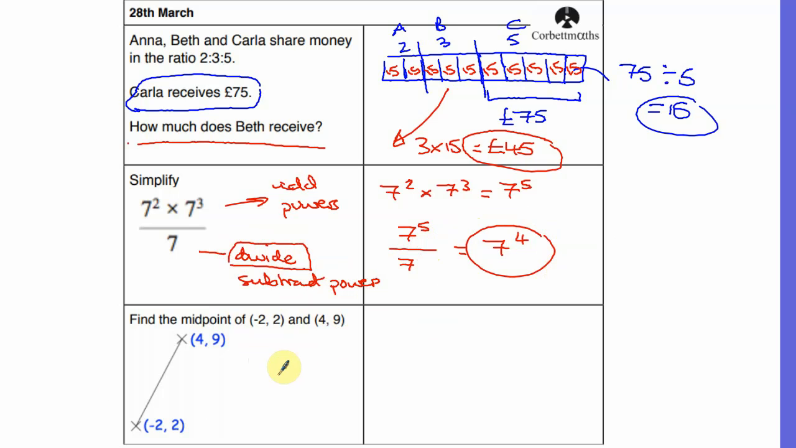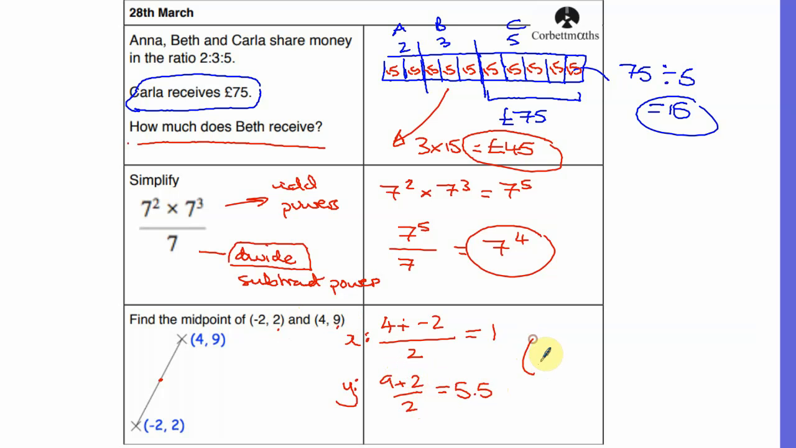Midpoint of these two. So, kind of some point like that. Best way to find the midpoint is to add your x coordinates together. So we've got 4 plus -2, and then divide it by 2. That's going to find the midpoint of your x coordinate. So that will be 4 plus -2 is 2, divided by 2 is 1. So that's for my x's. Do the same for your y's. So 9 plus 2, all divided by 2. So that's 11 divided by 2, so 5.5.